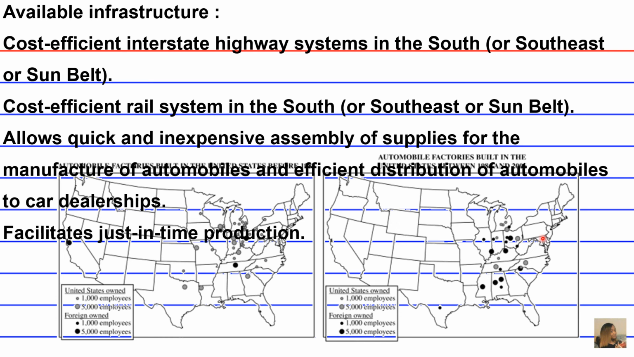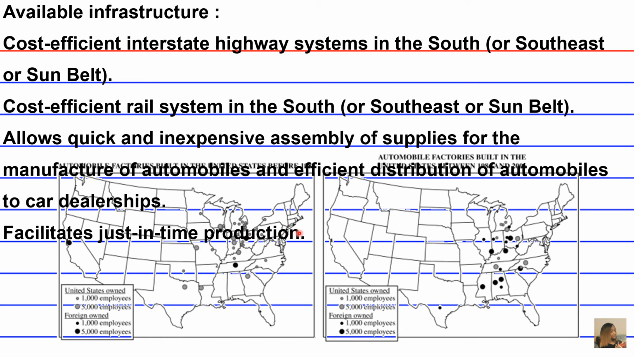And already existing infrastructure facilitates just-in-time production, which is kind of like what this is saying. You don't have to build your goods way far in advance. You can build them just when needed because you can almost have the assurance that you'll be able to deliver them because of the nearby highways and railways.